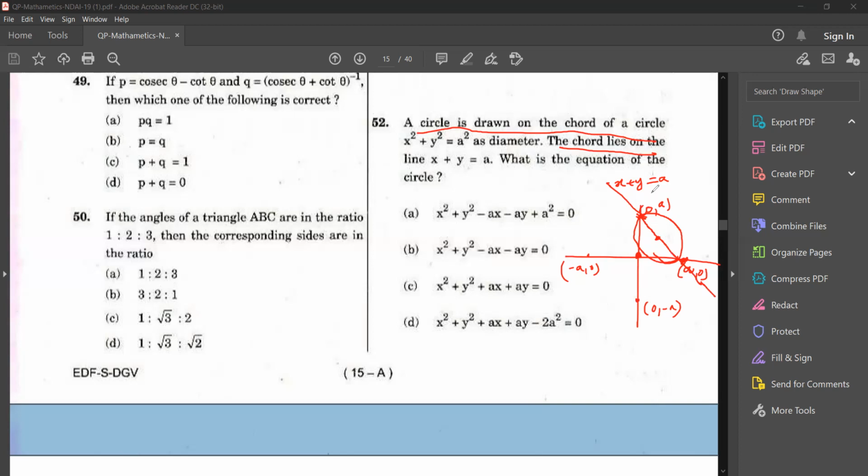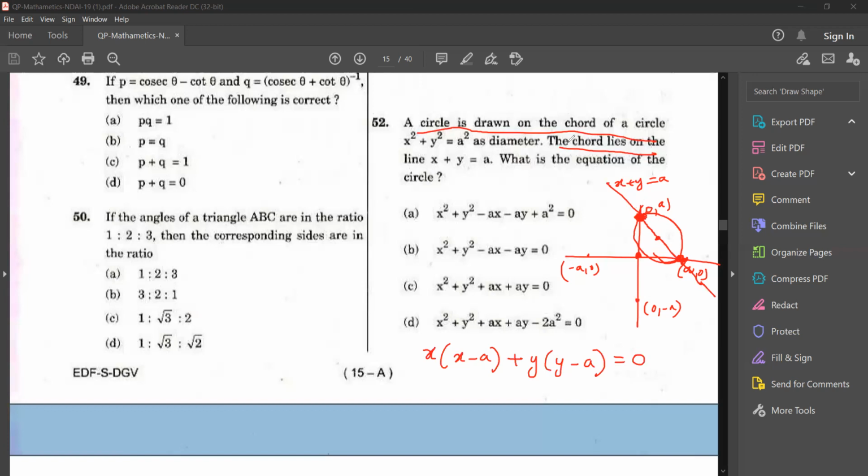We are given the endpoints of the diameter. How can we write the equation of the circle? We can write the equation of the circle as x into x minus a plus y into y minus a is equal to 0. See, listen how I am writing. I need to find the equation of the circle, and you are given the endpoints of the diameter, isn't it?